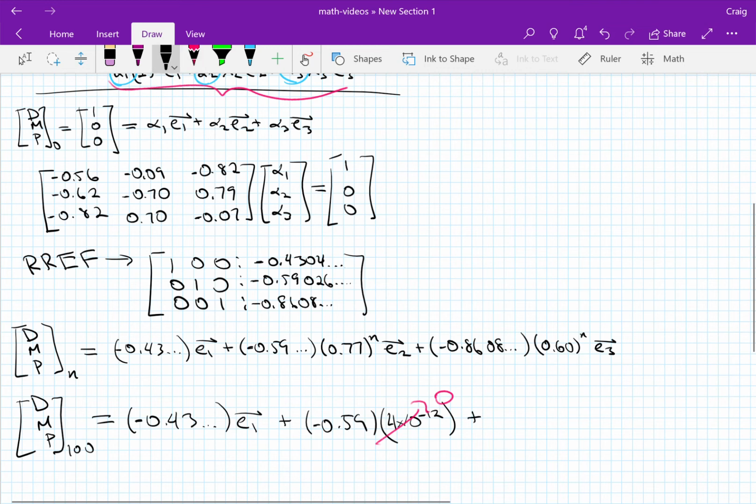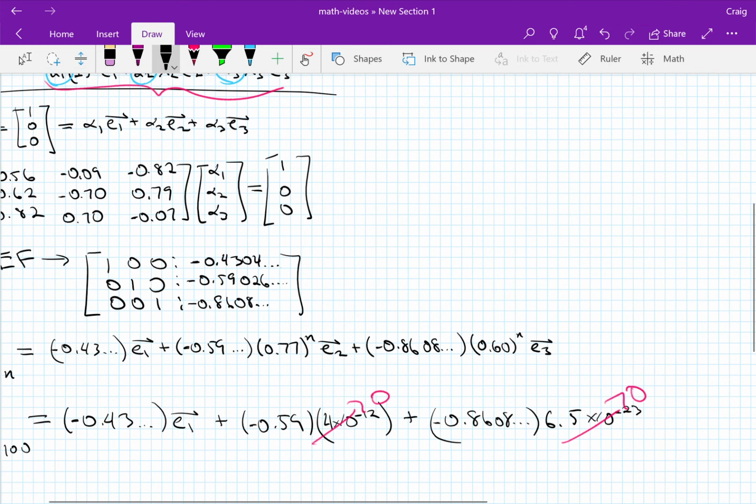And then we have minus 0.8608..., and then I have 0.60 to the 100 because we're waiting 100 years, and that is going to be even smaller, a lot smaller. It turns out to be 10 to the minus 23. We're talking Avogadro's number is small, so that's 6.5 times 10 to the minus 23, teeny. This was times E2, E1, E3.